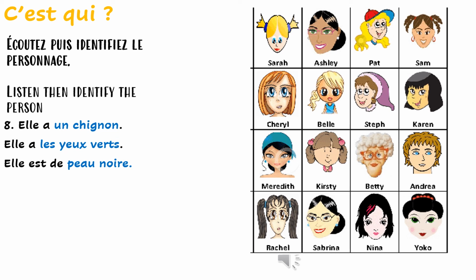C'est qui? Who is it? I'm going too fast. Feel free to pause again, if you don't want me to spoil it for you and give you the answer. So it is, elle a un chignon. Elle a les yeux verts. Elle est de peau noire. Alright. Who is it? We're gonna find out.